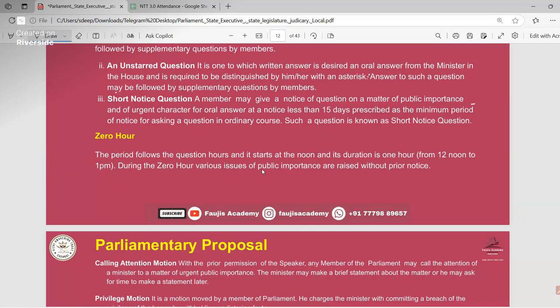During the zero hour, various issues of public importance are raised without any prior notice. Right, there is no prior notice here. Please note that. So if there is a riot going on at various places of the country, or if there is any calamity or disaster which has happened at any place of the country, then it can be brought in and discussed in the zero hour. It doesn't require any prior notice.